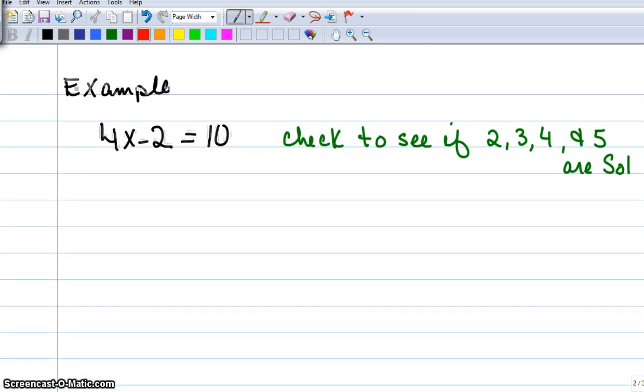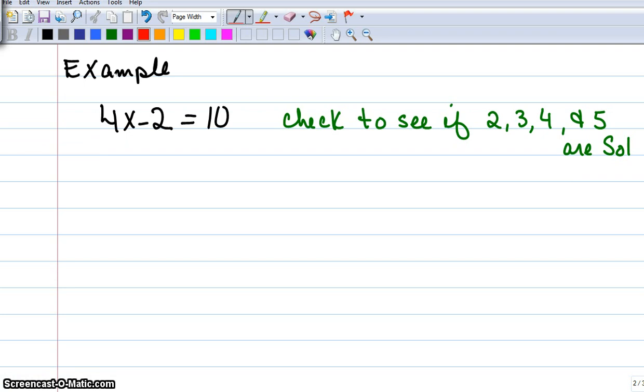Okay, now let's look at an example. Now we have 4x minus 2 is equal to 10, and they want us to check to see if 2, 3, 4, and 5 are solutions. One thing I want you to always remember is when I have an equation with the equal sign, how many solutions am I going to have? One. There's only one way that 4 times x minus 2 is going to equal 10. Now when I'm dealing with inequalities, I'm going to have a range of solutions.